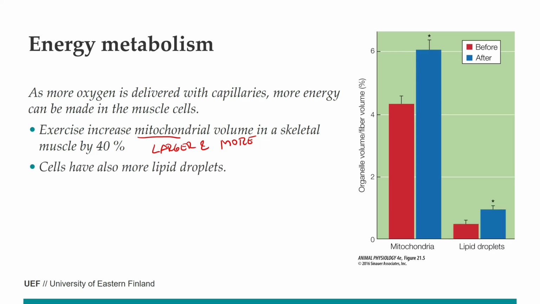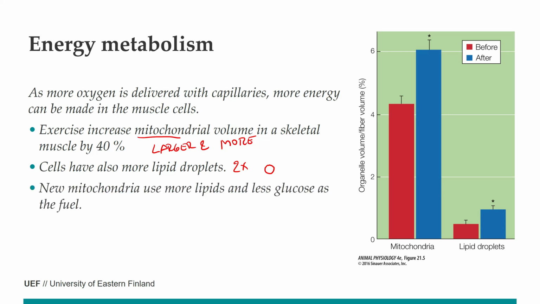But at the same time, there are also about 2 times more lipid droplets in the skeletal muscles. And that's quite confusing. So now you have muscles filled with lipids. Why? Well, because the mitochondria can use several fuels, so not only glycolysis, but these new mitochondria are using more lipids. And because from the glucose, it's quite easy to produce lactate.